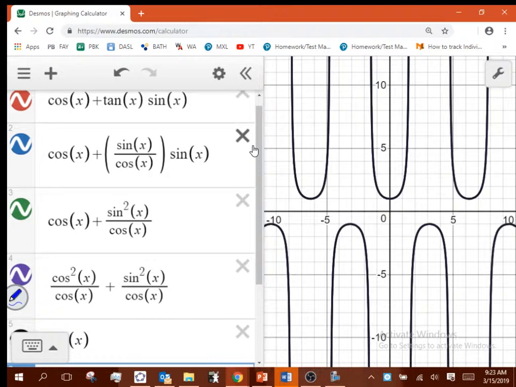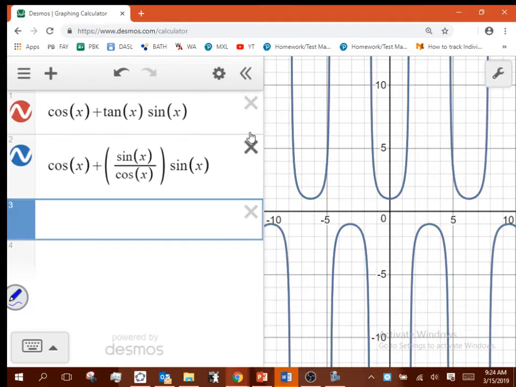If at any time you graph one line, let's say I graph cosine x plus tangent x sine x, I graph that top one, and then for some reason I graph one that doesn't match up, it tells me I either made an incorrect substitution or I made incorrect algebra. Does that make sense? Okay. And then all you've got to do then is decide what to do next. Do I change my algebra? Do I try something different?